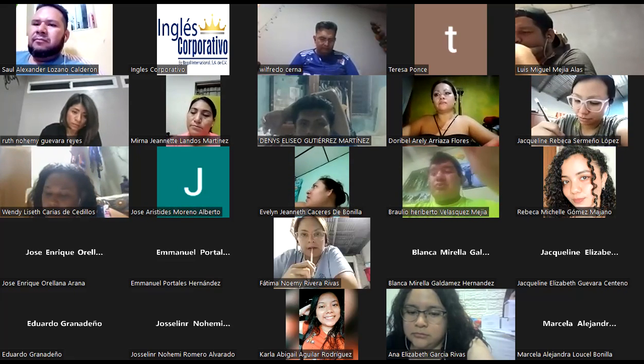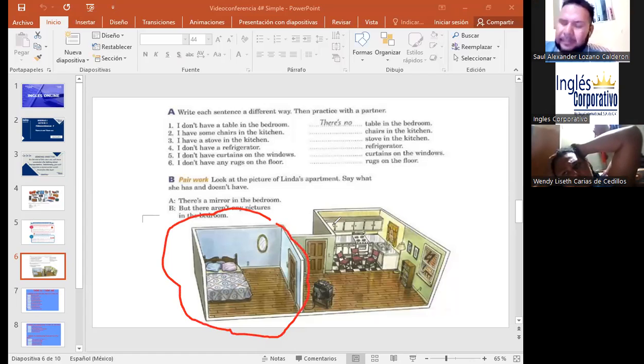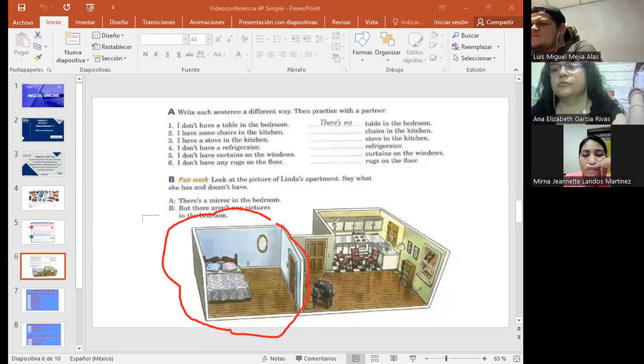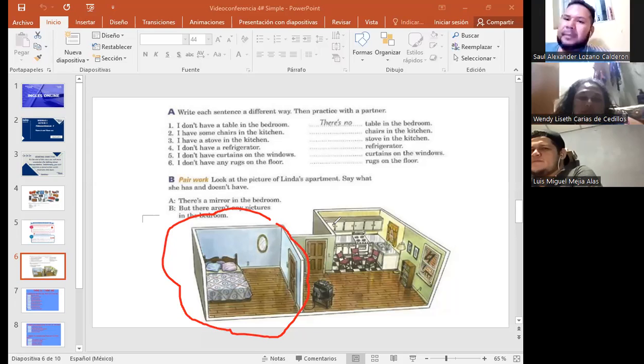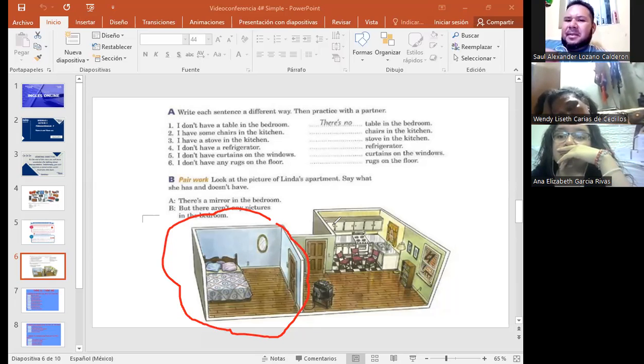Okay, let's continue. Look at the following image and we can find some things. In this part of the house, what can we find? Door. There is a bed. There is a mirror. A bed in the bedroom. There is a bed, door. Mirror. There is a mirror in the bedroom. There are pillows on the bed.